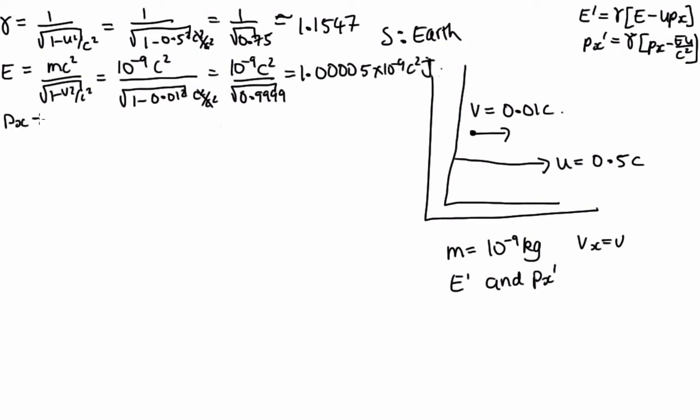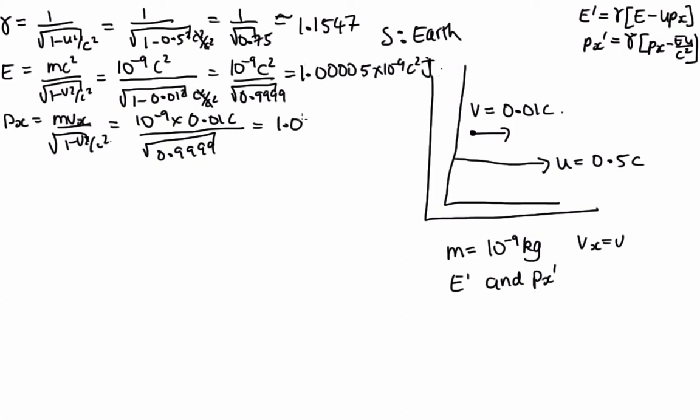Now calculating Px. Px is equal to m vx over the square root of 1 minus v squared on c squared. Now vx is equal to v because the micrometeorite is moving in the x direction. So we can write this as 10 to the minus 9 times vx, which is v, 0.01c, over the same denominator here, 0.9999. Solving that one on the calculator, we get 1.00005 times 10 to the minus 11 c. That'll be kilogram meters per second.